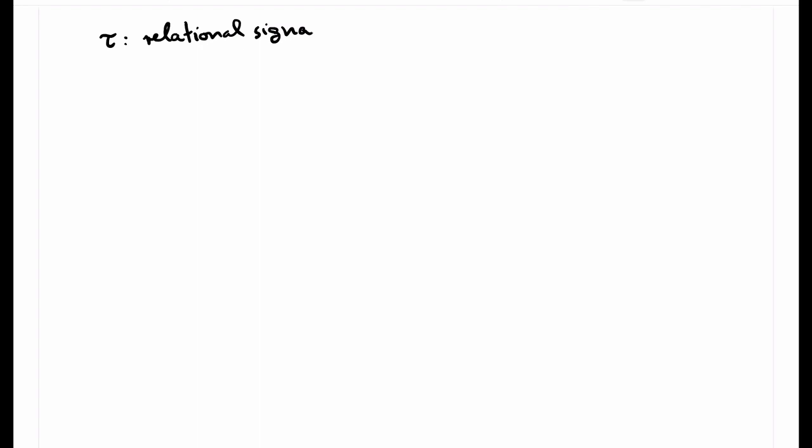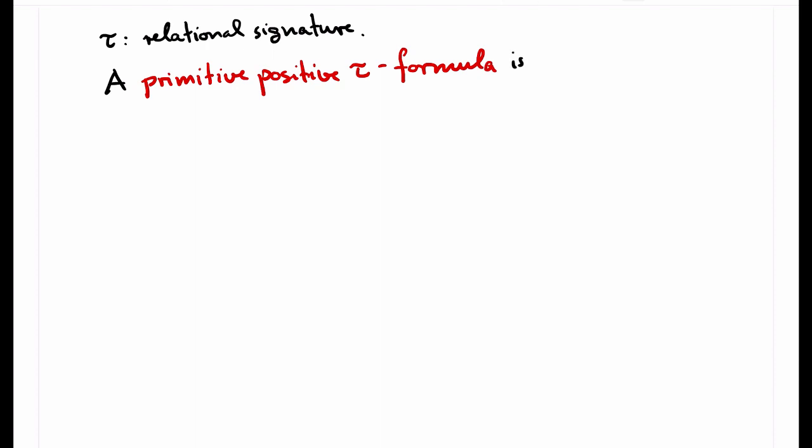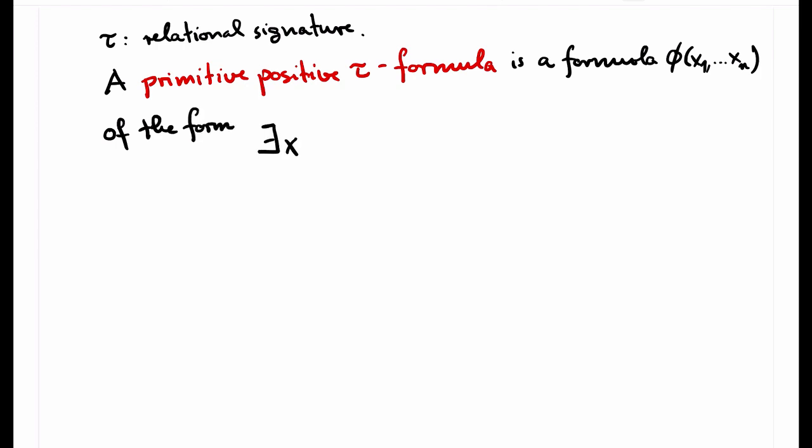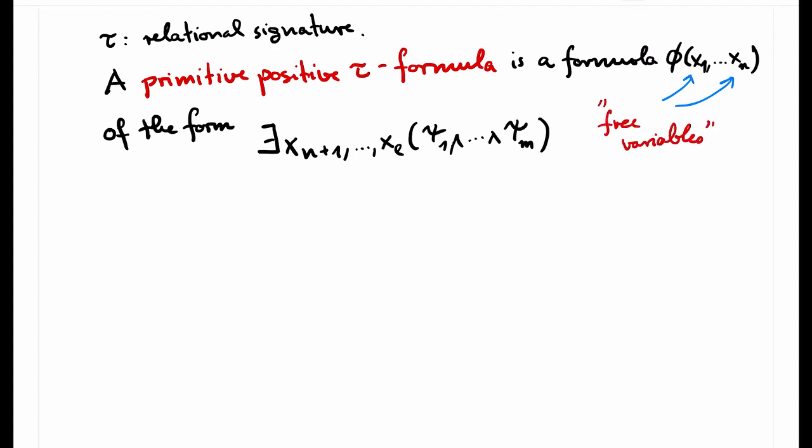There is an important alternative perspective on CSPs using logic. So again, we have a relational signature tau. A primitive positive tau formula is a formula consisting of a conjunction of atomic tau formulas where some of the variables might be existentially quantified and some variables are not quantified. Those are called the free variables. I called them x1 up to xn.